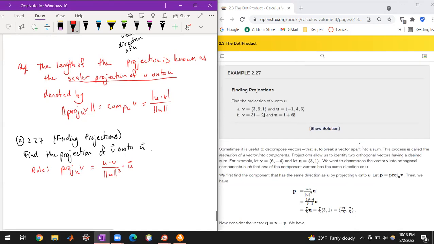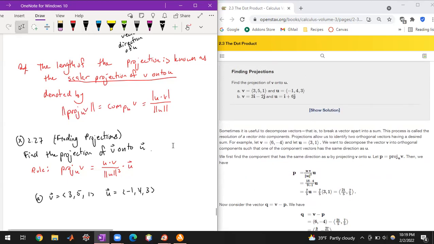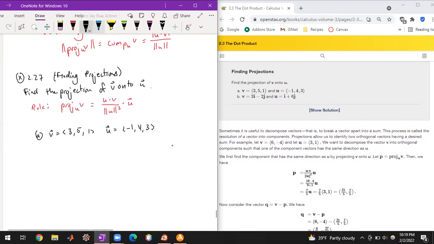All right, so for A, we have that our vector V has components 3, 5, 1, and our vector U has components -1, 4, 3. So I think I'm going to tackle this in steps, actually. I'm going to calculate the dot product first, and then I'll calculate the magnitude of our vector U squared. So U dot V means that I'm taking the product of 3, 5, 1 and -1, 4, 3.